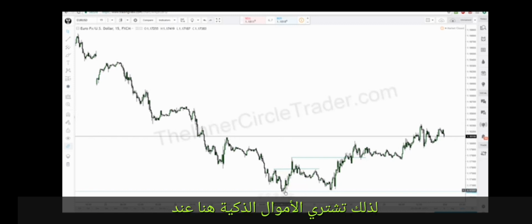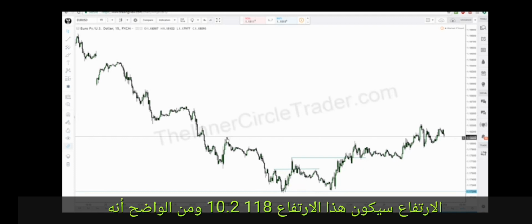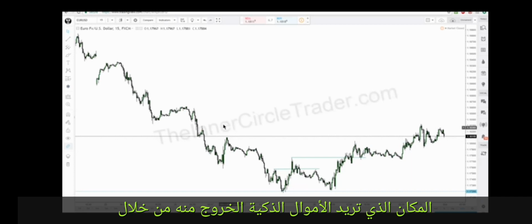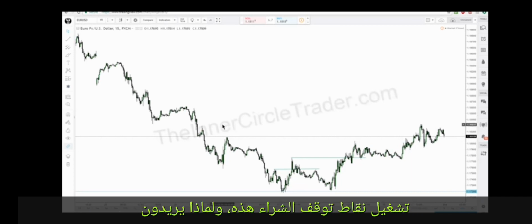So smart money buys down here at the 20 level, and we would know this level beforehand. It's basically the 118.20, because above this high would be 118.10, and obviously above 118.10, the institutional level would be what? 118.20, and that would be where smart money would want to exit, running those buy stops.